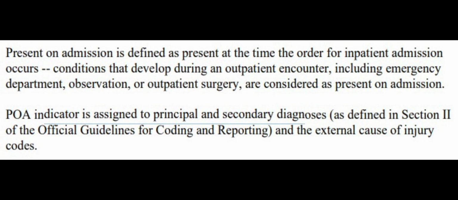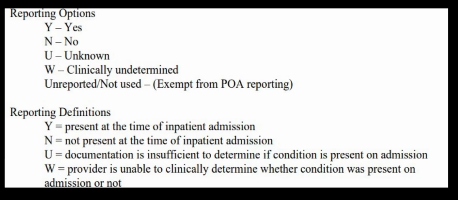for coding and reporting and the external cause of injury. So the POA Y is yes, that is present at the time of inpatient admission, and POA N is no, that is not present at the time of inpatient admission, and POA U is unknown. Documentation is insufficient to determine if the condition is present on admission or not, and W is clinically undetermined, that is, a provider is unable to clinically determine whether the condition was present on admission or not.